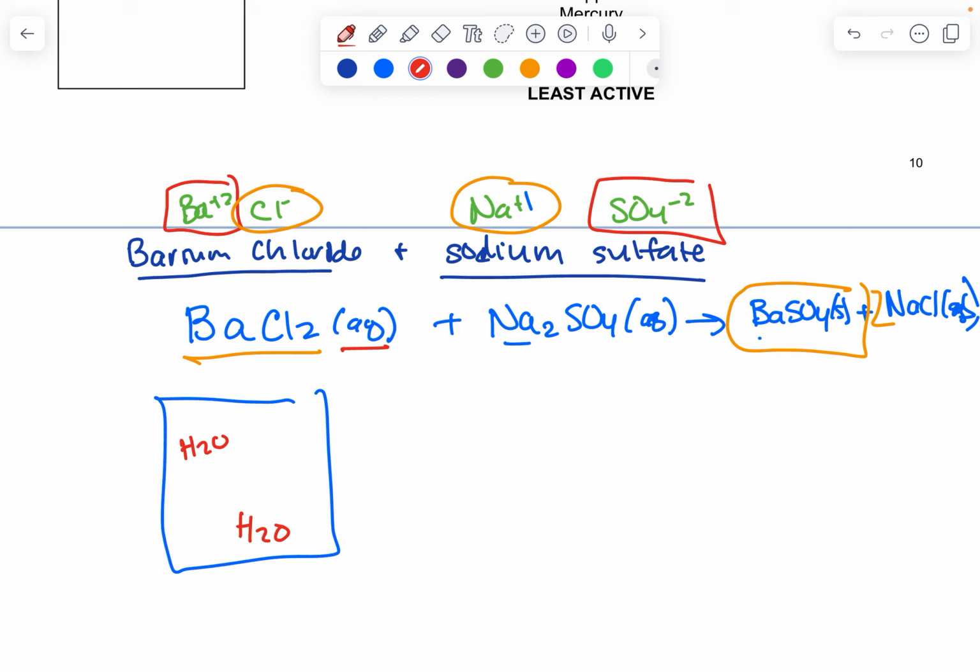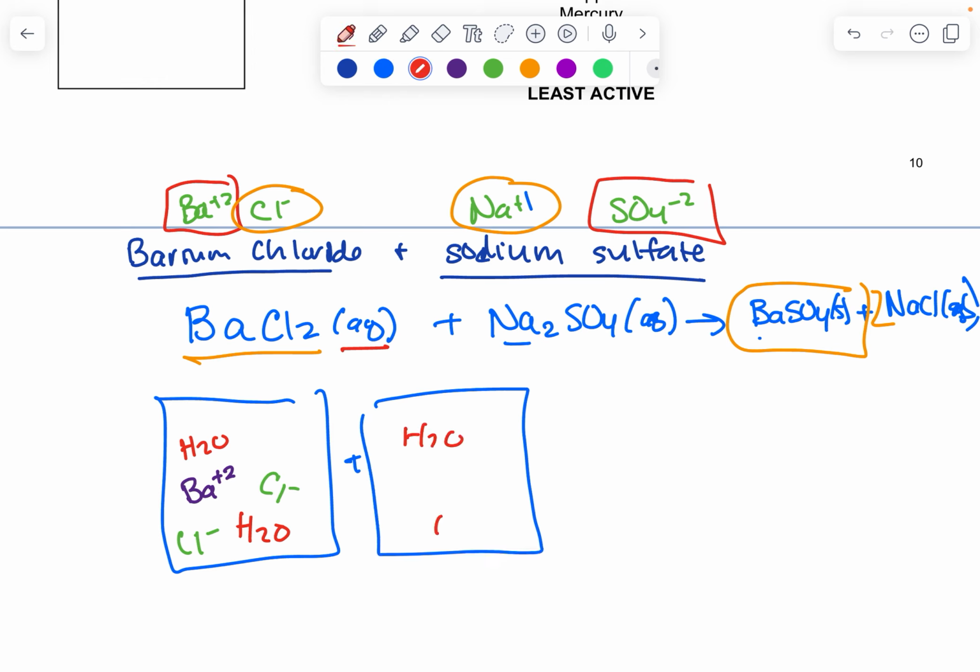So now, because this is aqueous, it dissolves and breaks into ions. That means we will get 1 Ba for every 2 chlorines. And that's what our first beaker would look like. Then we have our second beaker, again going to have that water in it. But this time, we're looking at our second reactant, which is the Na2SO4. We'd have 2 Nas, so Na +1, Na +1. And then we're going to have 1 SO4 -2.